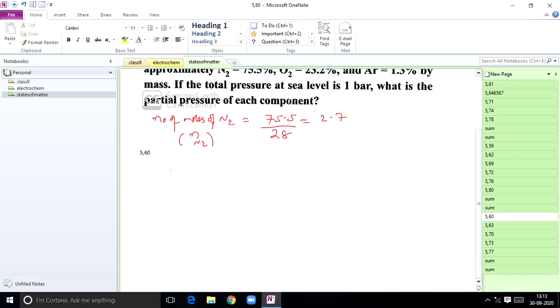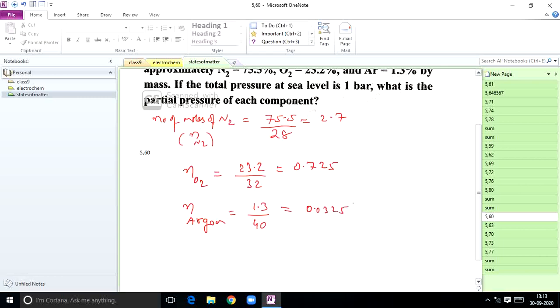Next, you calculate the number of moles of oxygen. So that is, mass of oxygen how much? 23.2 grams. The gram molecular mass of the O2 molecule is 32. So you will get the number of moles of oxygen, and after calculating that, the number of moles of argon. So the number of moles of argon is equal to mass 1.3 grams by the gram molar mass of argon, which you have to take as 40. So you will get approximately this one.